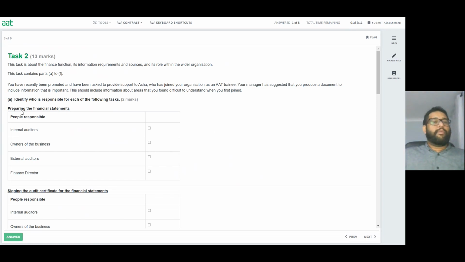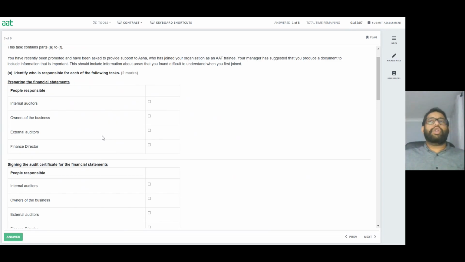So here they're asking, when you're preparing the financial statements, who are the people responsible? You're going to look at it here and say, who's the person? Is that the internal auditor, owner of the business, external auditors, finance director? Who's responsible? It's not who's going to do it, it's who's responsible for it. Whatever is done there, that person will be responsible. That's going to be your director there, because for each department, the manager or director will be responsible.